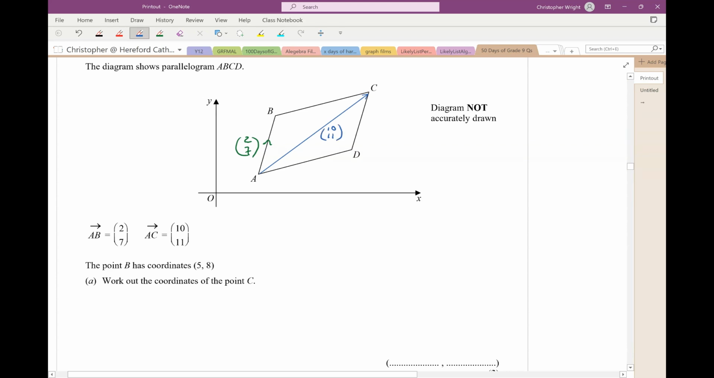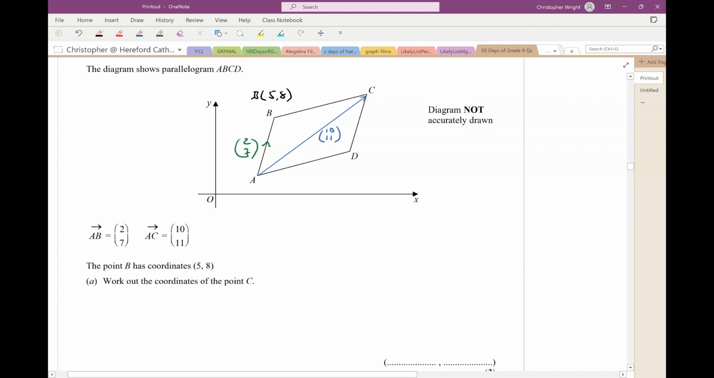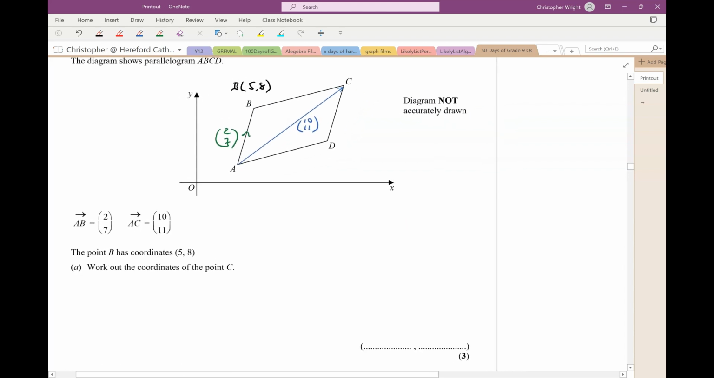We're told the coordinates of point B as well. Point B has coordinates (5, 8). Work out the coordinates of point C. Well, we need to work out the coordinates of this point here.